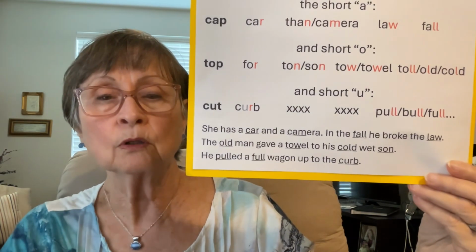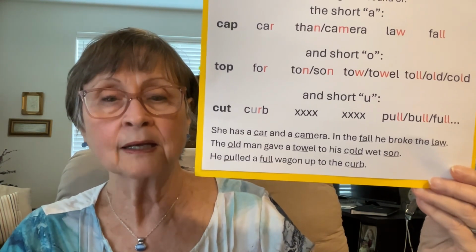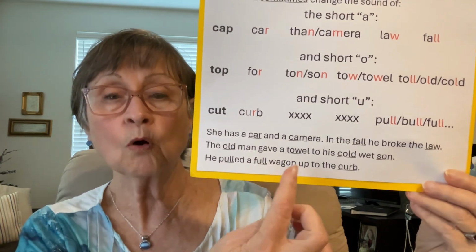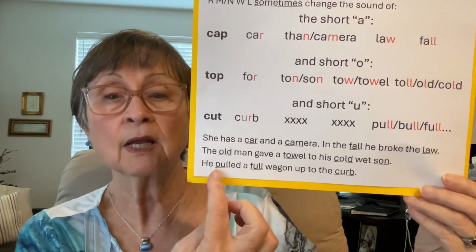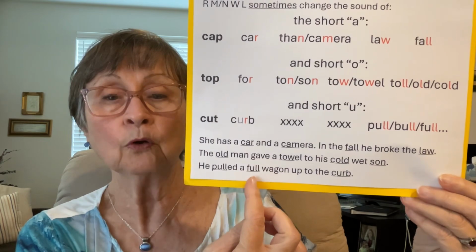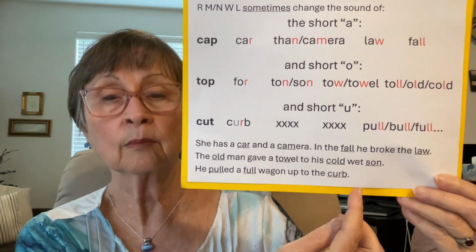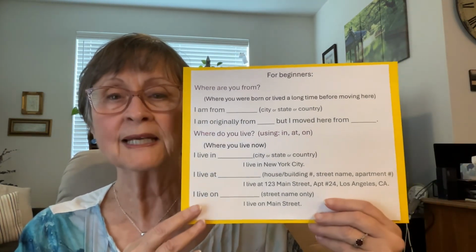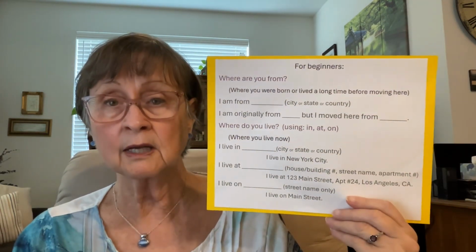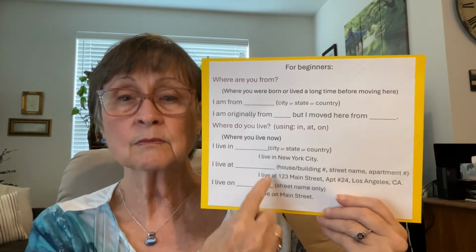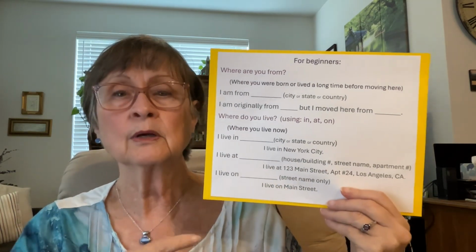He pulled a full wagon up. That's the normal you, but here it's different. He pulled a full wagon up to the curb. Okay, that's all about the vowels. Now let's look at the tip for beginners, those who are just starting English. But you may find this bit helpful to remember.